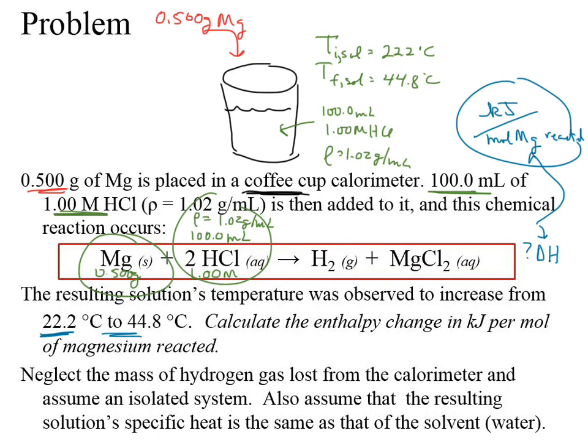Now notice down at the bottom it says, don't worry that some of your mass is actually going to be gone because of the gas. Some of it's going to leave because of hydrogen. Okay, and it says, assume that the resulting solution specific heat is the same as that of the solvent water. So in green up here, that's important. I'm going to say C sub P is 4.184. Remember I told you that, I think I told you to memorize that. Joules per gram degrees Celsius.